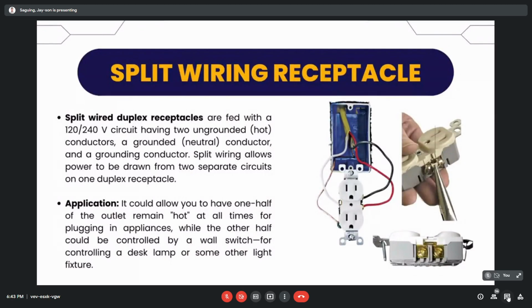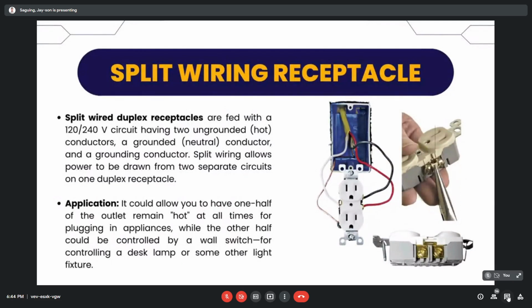So what is the difference of this split wiring receptacle from other receptacles? So this type of receptacle has what we call a connecting tab, which connects the two hot terminals. So when the tabs are intact, we can connect one hot wire to either hot terminals and connect one neutral wire to either neutral terminal. So both halves will receive power.